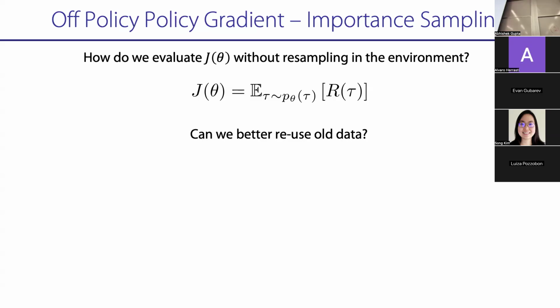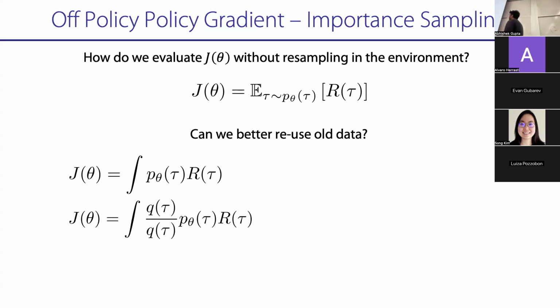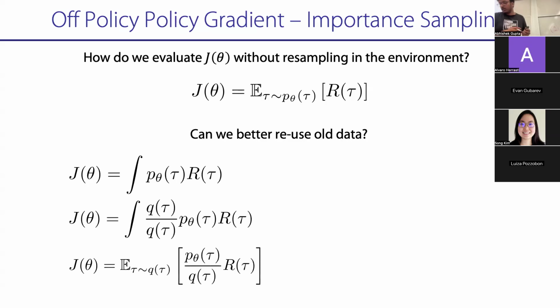Okay, I'll say it again. The idea behind importance sampling is to say that if I have an expectation of r tau under p theta tau, I can always write it, I can multiply and divide by q tau, right? And I can write it as an expectation under q tau of r tau weighted by p theta tau over q tau. Right?